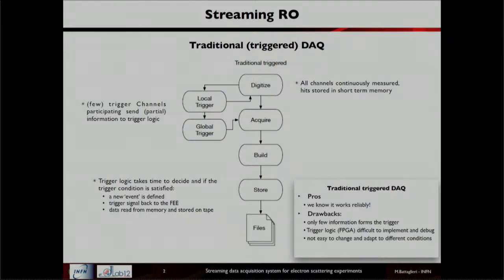Pros: it works. We are based on long experience of many experiments that work with the traditional triggered DAQ. Drawbacks: there are some. Only a little information comes from the triggers, and the trigger logic, usually based on FPGAs, is very difficult to program, especially by physicists. You need some support from engineers. It's more complicated to work with, and it's very difficult to change the trigger scheme as soon as you have something working.